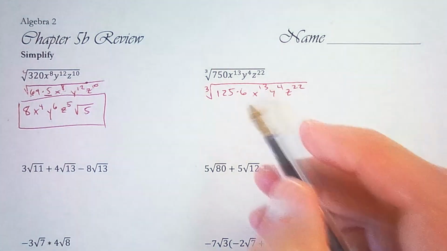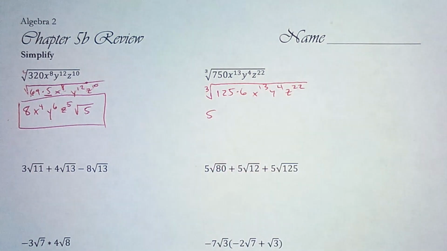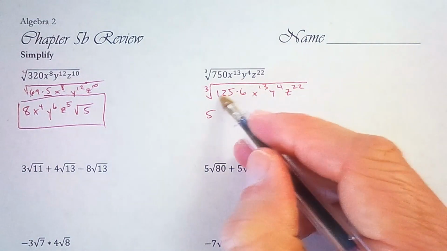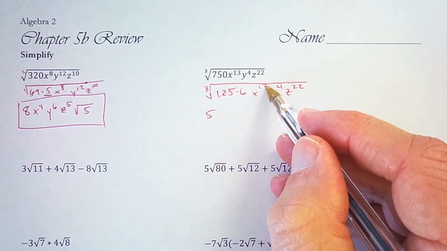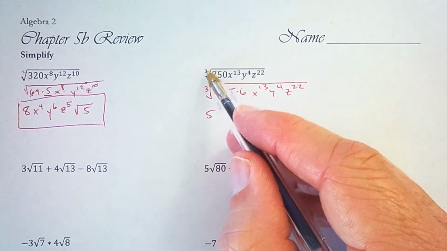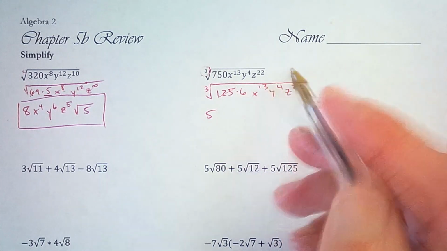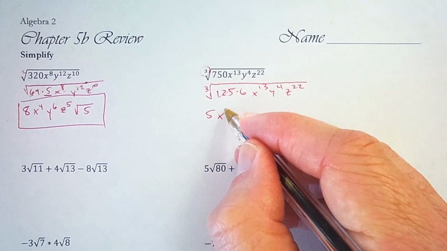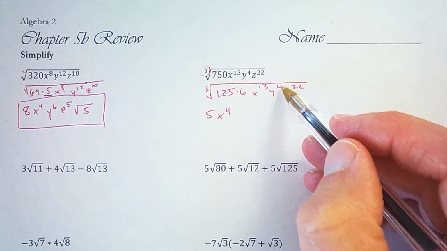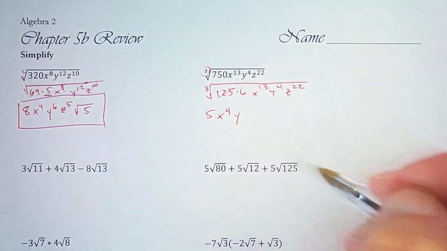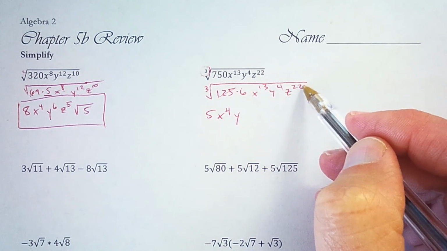So the 750 I'm going to change to 125 times 6. Now, the cubed root of 125 is 5 because it's 5 cubed. So a 5 is going to come out. For x's, x to the 13th power, I'm looking for groups of 3 because the index is 3. 3 goes into 12 4 times, so I can take out 4 groups of 3. 3 goes into 4 1 whole time, so y to the 1. And 3 goes into 22 7 whole times.